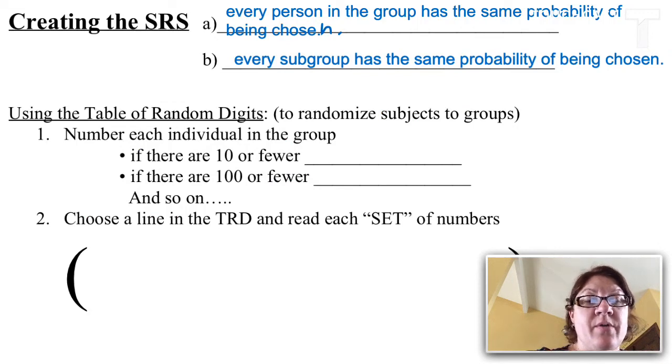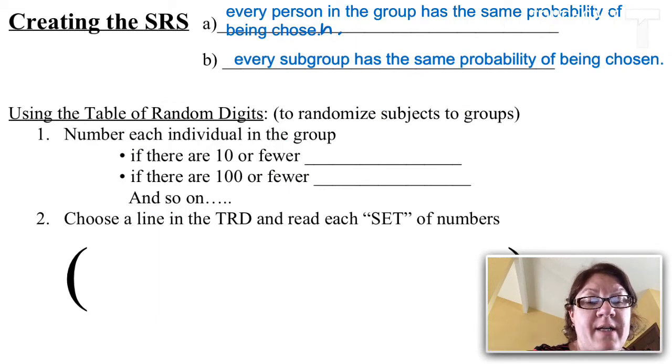So simple random sample is put everybody's name in a hat, draw their names out of a hat. Reality is every person has the same probability of being chosen, 1 in however many are in that hat, and every subgroup has the same probability of being chosen.